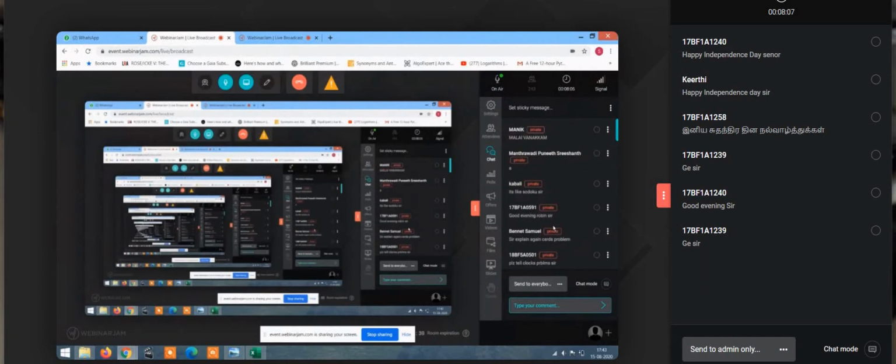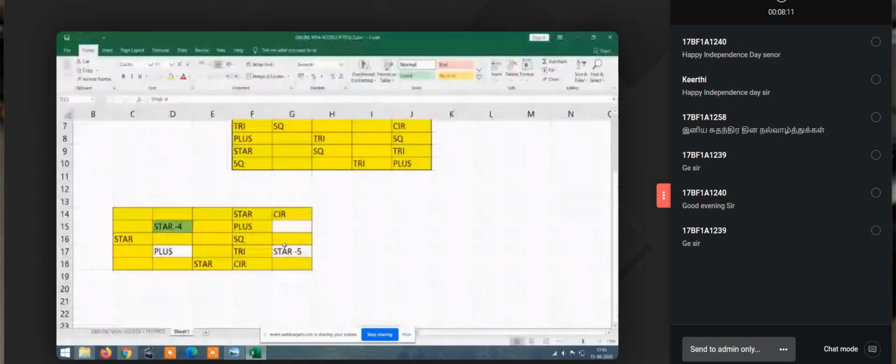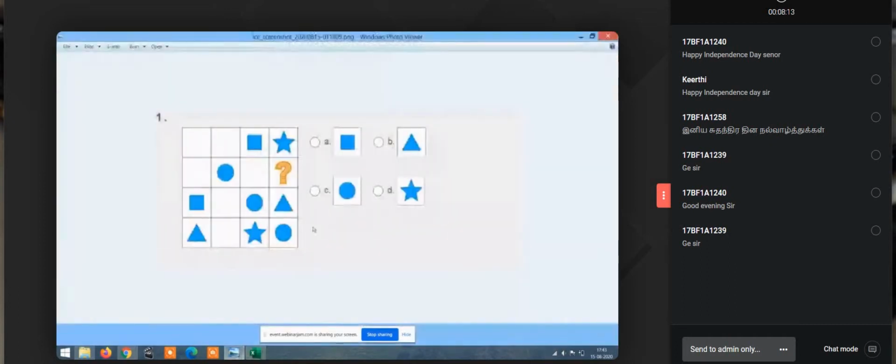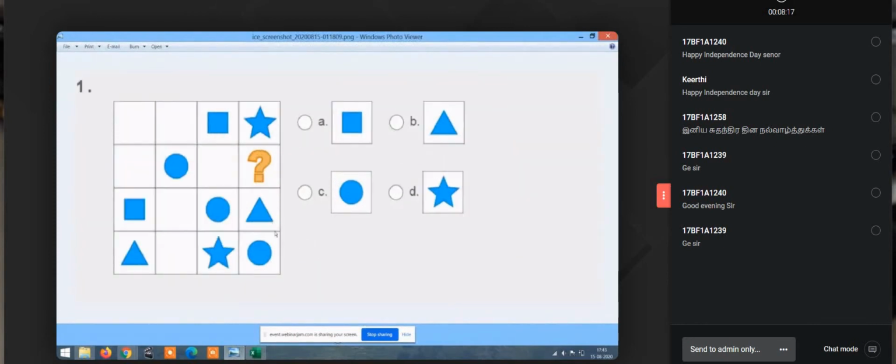It's like Sudoku. Yes, exactly. It is like Sudoku, exactly, guys. See, just look at this. I'll tell you what this is.